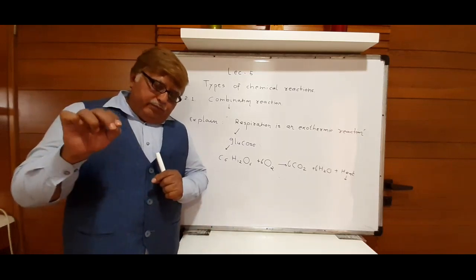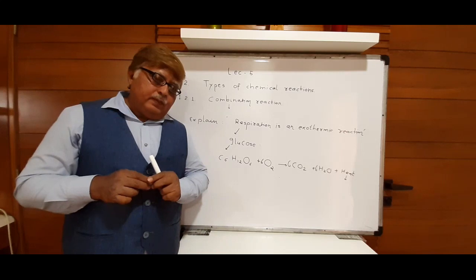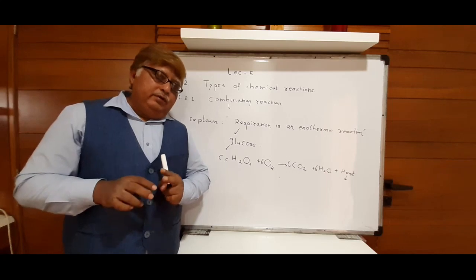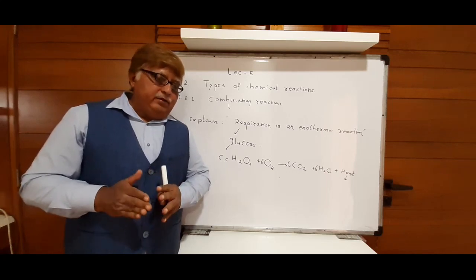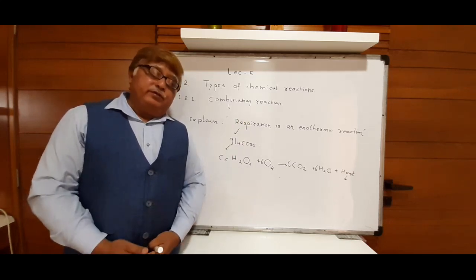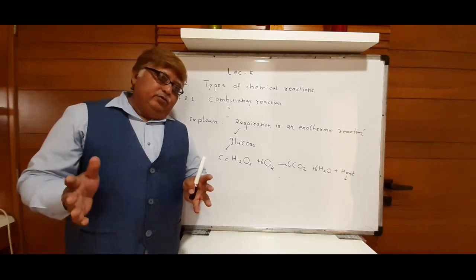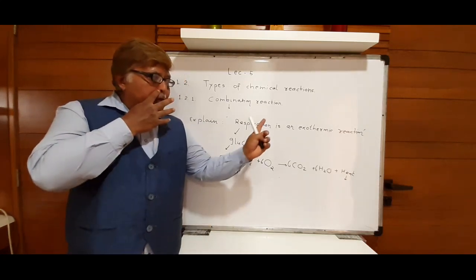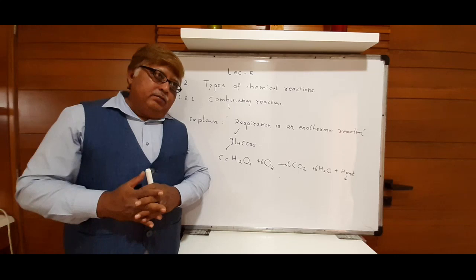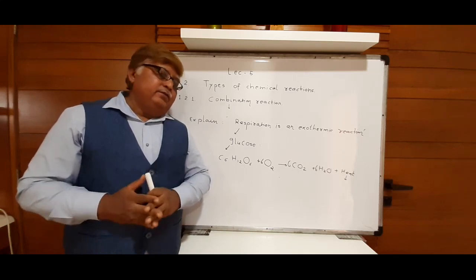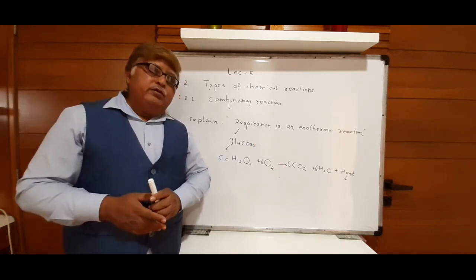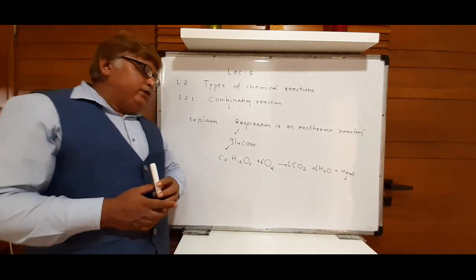Okay, my dear student, one another example I am not writing here, but I am just mentioning for you. Understand? You can also write it down in your book. This is an exothermic reaction. One another example: decomposition of vegetable matter is also one of the exothermic reactions, because by decomposition of vegetable matter, heat energy is produced. So this is also an example of an exothermic reaction.